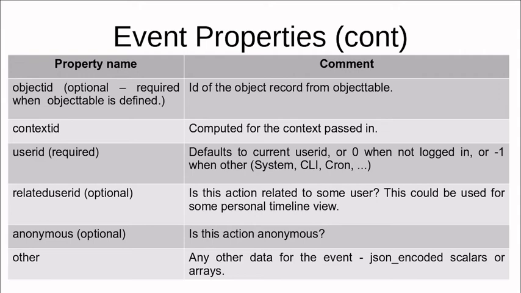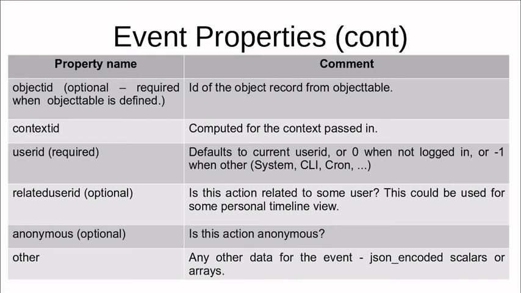The related user ID is where another user is being affected by the event. So for example, if you're the admin and you're amending another user's profile, then your user ID will be your admin ID, and your related user ID will be the user ID of the person or the record that's being updated. Okay, and then you can set an anonymous flag to say whether the action is anonymous. There must be a use for that somewhere.